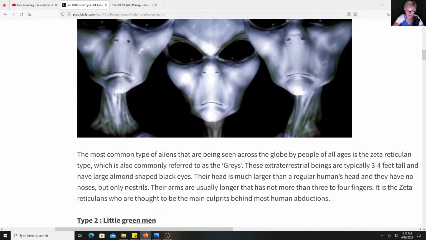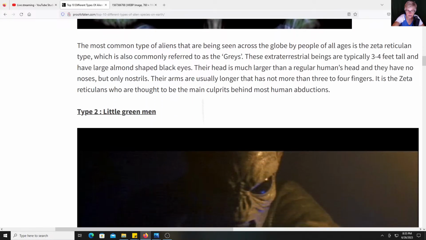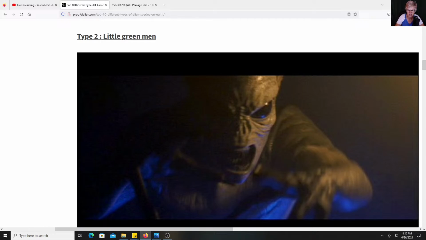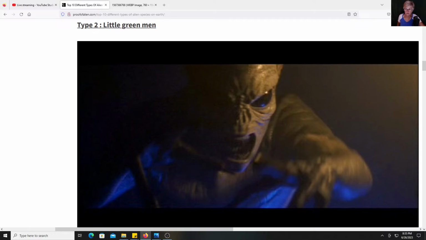Let's come to the next one. That's the most common type. Type 2 are the little green men. That doesn't look little. That kind of looks kind of creepy and demonic. That really does. It looks creepy and demonic.